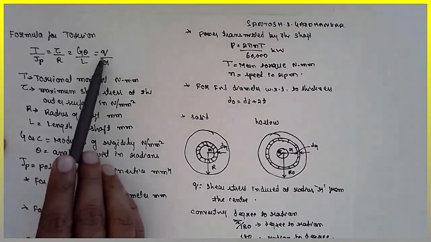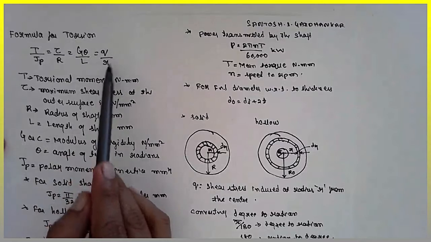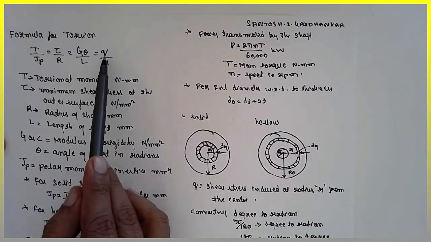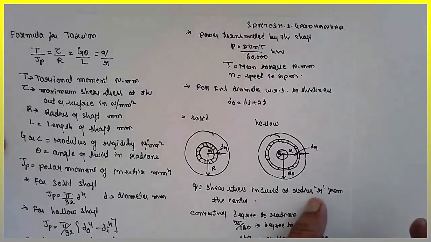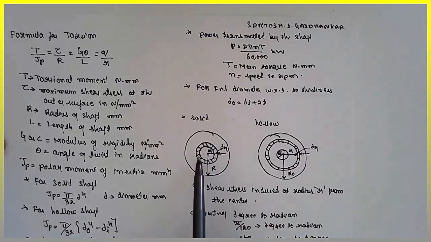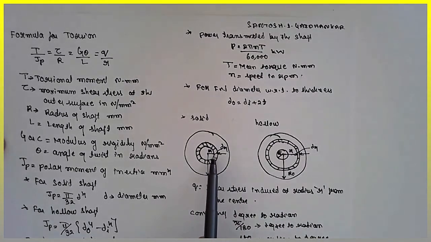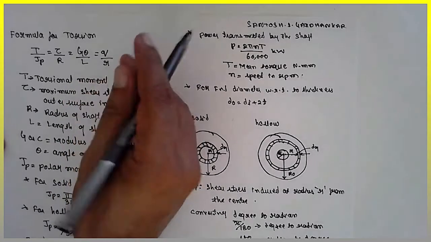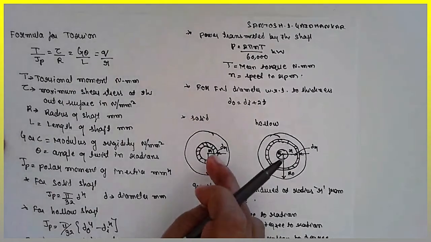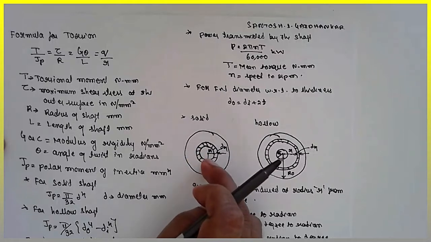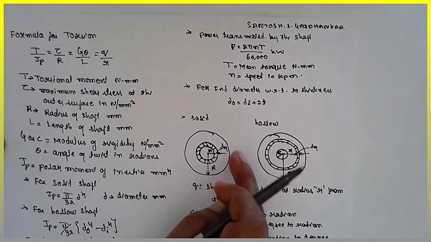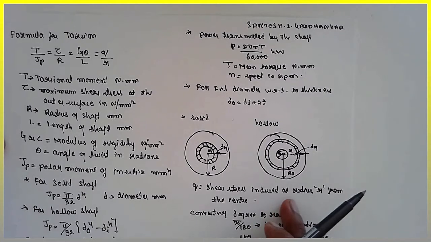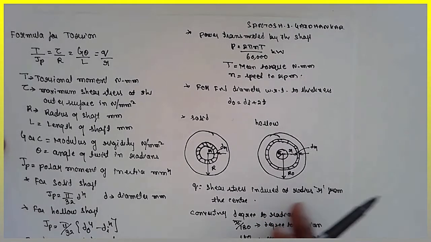Now, one more extra term, Q by R, I have added here. What does Q indicate? It is the shear stress induced at the radius R from the center. That means we focus on the elementary part, only the small elementary part, because we are considering the elementary part in order to integrate the entire thing, at a radius R from the center.